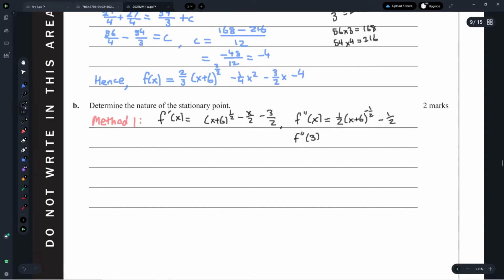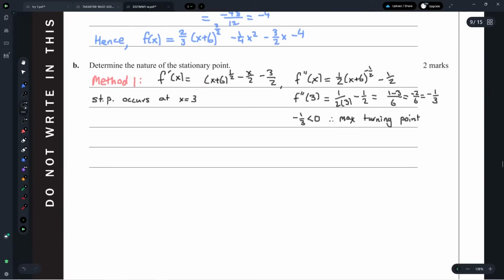So we just find the derivative of the derivative equation to find the double derivative equation, and then we sub in x for the double derivative equation. If we find out f''(3) is negative, that means it's a maximum. So it's less than 0, that means it's negative. It means it's a maximum turning point.